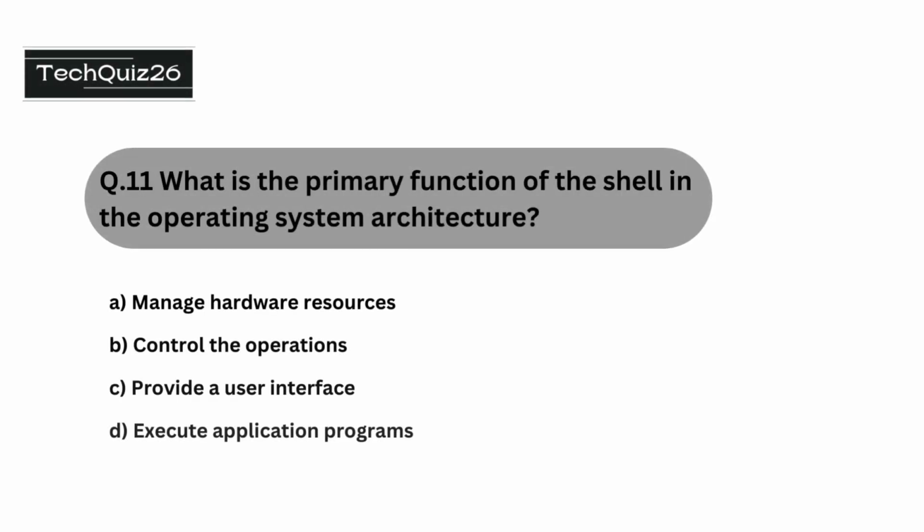Question number 11 is, what is the primary function of the shell in the operating system architecture? The options are manage hardware resources, control file operations, provide a user interface, execute application programs. The correct option is provide a user interface.